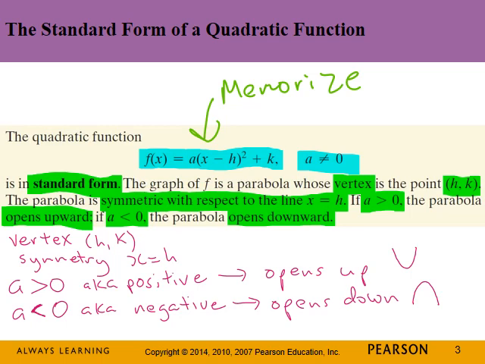The standard form will easily give you the vertex as well as being able to figure out what the symmetry is based on x equals h. You'll be able to look at it and evaluate whether the function opens up or down for the graph. If a is greater than 0, which is positive, it opens up. If a is less than 0, which is negative, it opens down. The standard form will help you easily evaluate those particular characteristics, and you will have to memorize the formula.